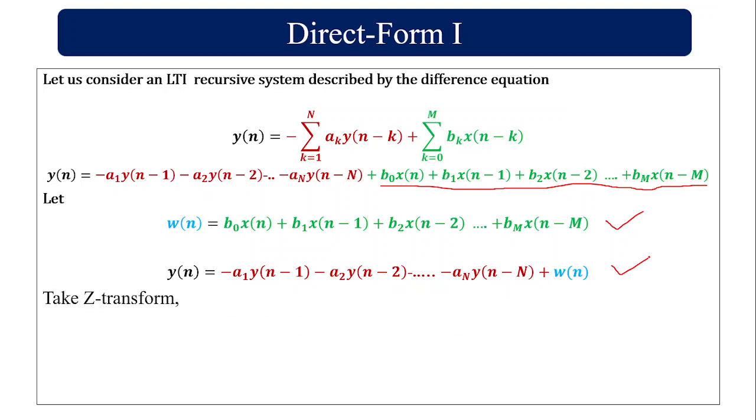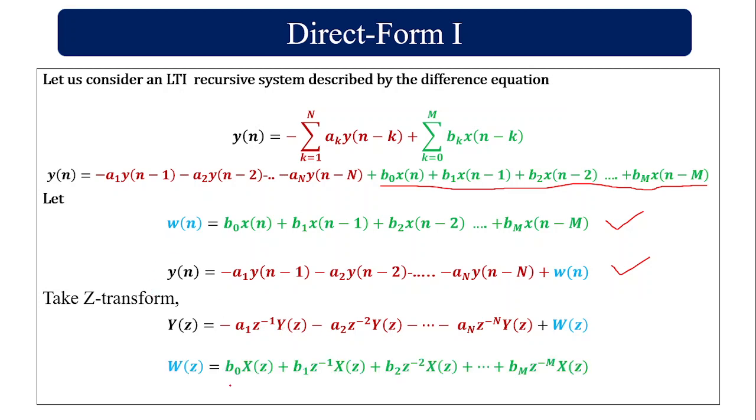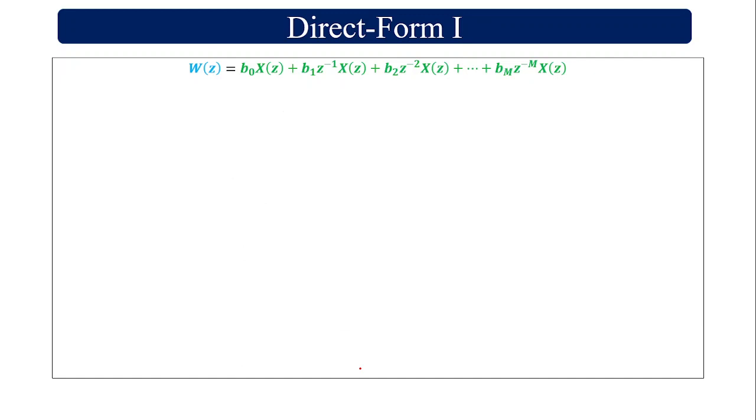So here, take your z transformation. y of z is equal to minus a1 times y of n minus 1, which can be written as z inverse y of z, and it goes on here, right? And for w of z, I'll be taking the z transformation, so b naught x of z plus b1 z inverse x of z, and it goes on. So now for these two equations, we are going to draw the structure. That will give you the direct form 1.